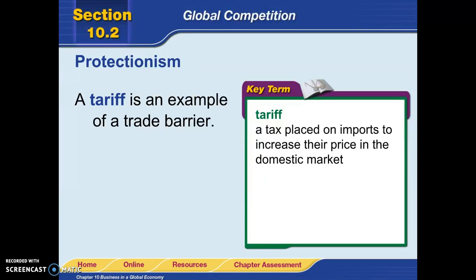One thing that might be put in place is a tariff. This is a trade barrier. A tariff is a tax placed on imports to increase their price in the domestic market. So you can import goods, but we are going to mark it up for you to purchase it and sell it in your homeland. Therefore, in order for you to be profitable, you're going to have to increase the price when you sell it within the borders of your own country. So tariffs can have a significant impact on a global economy as well as a local economy.